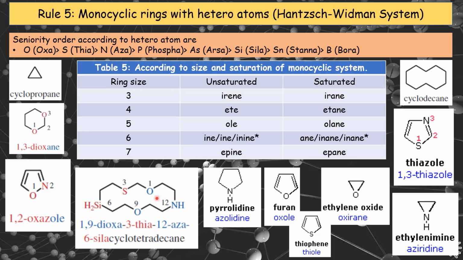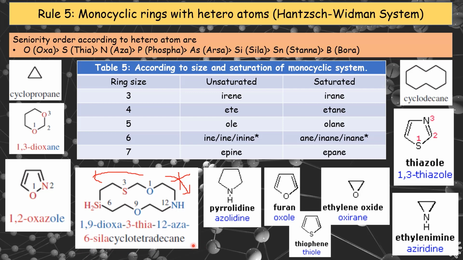As we know, sulfur is the next priority after oxygen, that's why we are not going in the clockwise manner, and we have gone in the anti-clockwise manner, because in the anti-clockwise manner we are going to get a lower position number for the sulfur atom. Okay, so we are starting like 1, 2, 3, 4, 5, 6 for silicon, then 9 for oxygen and 12 for nitrogen. So here 2 oxygen atoms are present at the 1 and 9 positions. We are going to write 1,9-dioxa, 3-thia, 12-aza, 6-sila, cyclo, tetradecane.